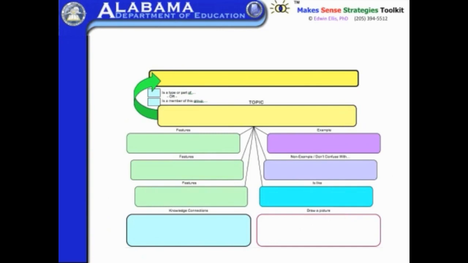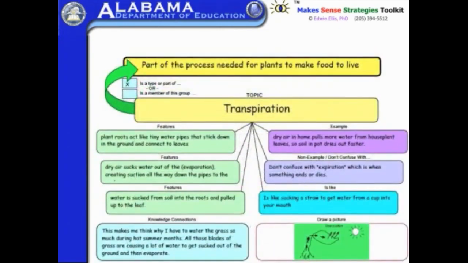Now here's another version of this. It's very similar. What's different here is you have what would be an example of it and what would be a non-example, or "don't confuse it with." And then also this one has a place for knowledge connections.